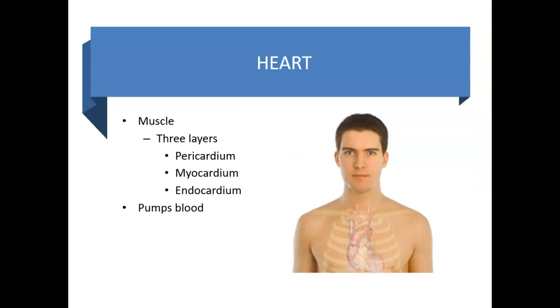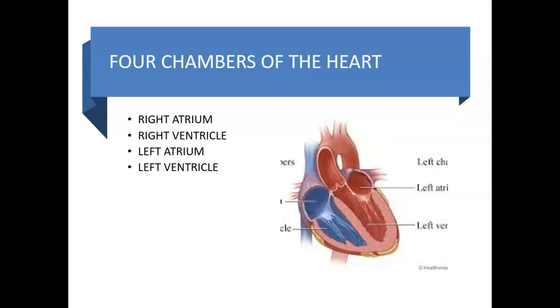The heart is a muscle. It has three layers: the pericardium, the myocardium, and the endocardium. And the main function of the heart is to pump blood. Peri is what is around the outside of the heart. Myo is the actual heart muscle, and endo is the inside lining of the heart. Those are the three layers again.